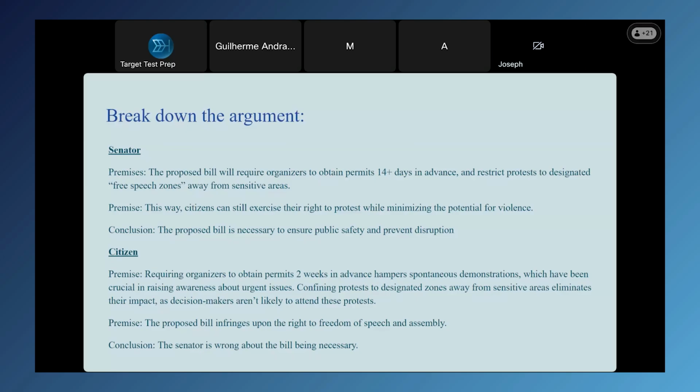And the citizen responds, hey, requiring people to obtain permits 2 weeks in advance hampers spontaneous demonstrations, which have been crucial in the past, and confining protests to designated zones away from sensitive areas eliminates their impact. They have no impact anymore, as decision makers aren't likely to attend these protests. The proposed bill infringes upon the right to freedom of speech and assembly, because while it technically allows people to do freedom of speech and assembly, it puts them in the corner and it makes them fill out a bunch of advanced paperwork. So even though they could functionally do it, they can no longer actually use that right. And their conclusion is that the senator is wrong about the bill being necessary.